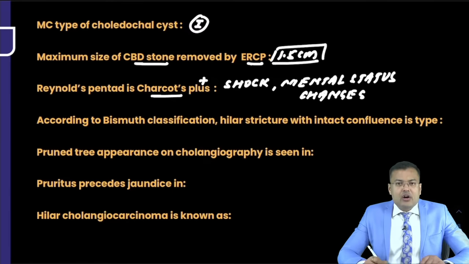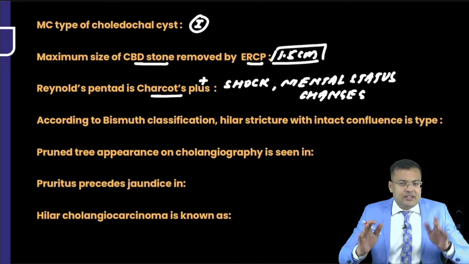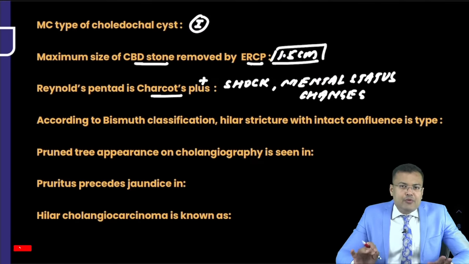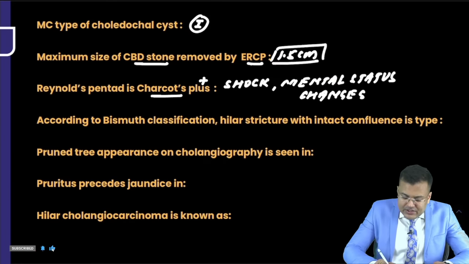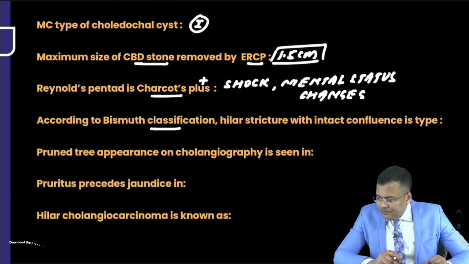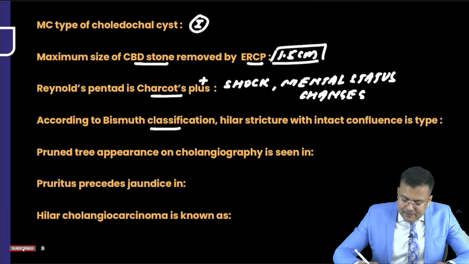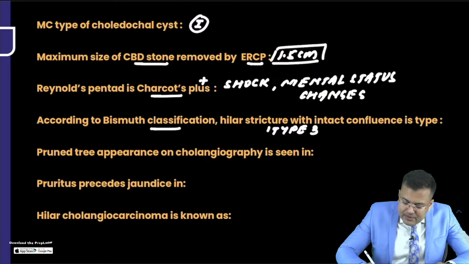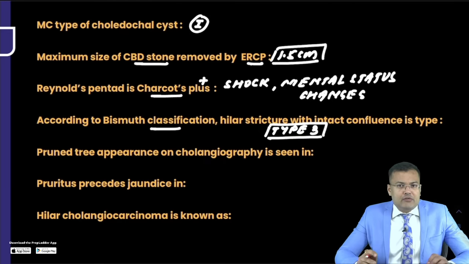Clear, guys? Next, according to Bismuth classification, hilar stricture with intact confluence, which one? Type 1, type 2, type 3, type 4, type 5? Ankit Gujjar, very good. Eva Bredin, Sherin, Shubham Gupta, Piyusha Srivastav, Sushmita Thakur, Devesh, Dr. Joy, Divesh Sharma. Majority of you are correct, guys. It is type 3. Hilar stricture with destroyed confluence, that is type 4.